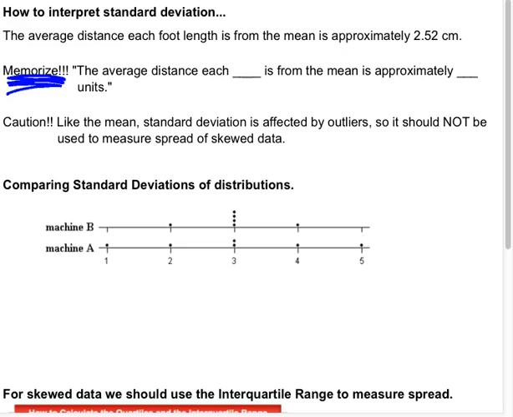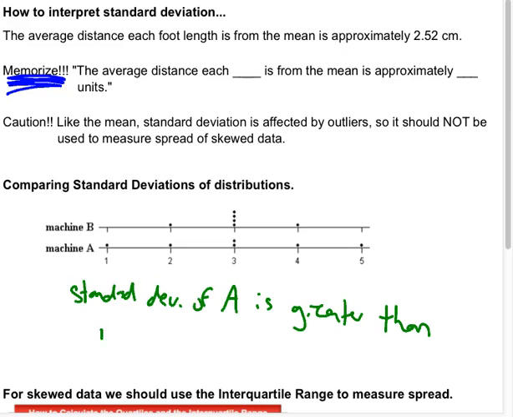So when I'm looking at these two machines, machine A and machine B, both have a center at 3. But notice machine B has a lot of values at 3, and then the other values are relatively close by. Machine A only has a couple at 3, and they're more spread out. So what this means is that the standard deviation of A is going to be greater than the standard deviation of B.